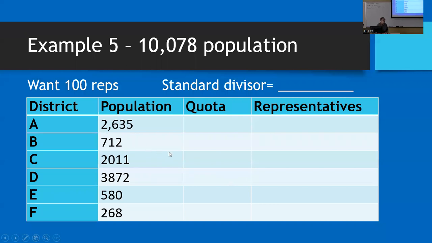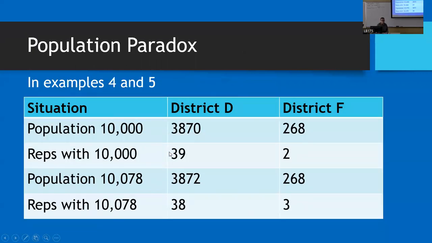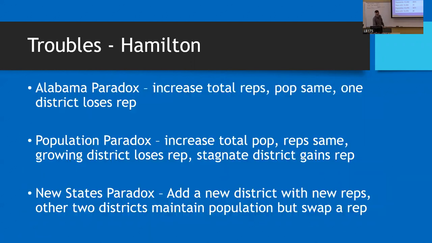That's kind of a paradox and a weird thing that can happen. And this paradox is called the population paradox. It's exactly what we said. District D gains 2 people, but loses a representative. District F gains no people and gained a representative. So these allude to a couple of the weird intricacies and what some people would call troubles with Hamilton's method.